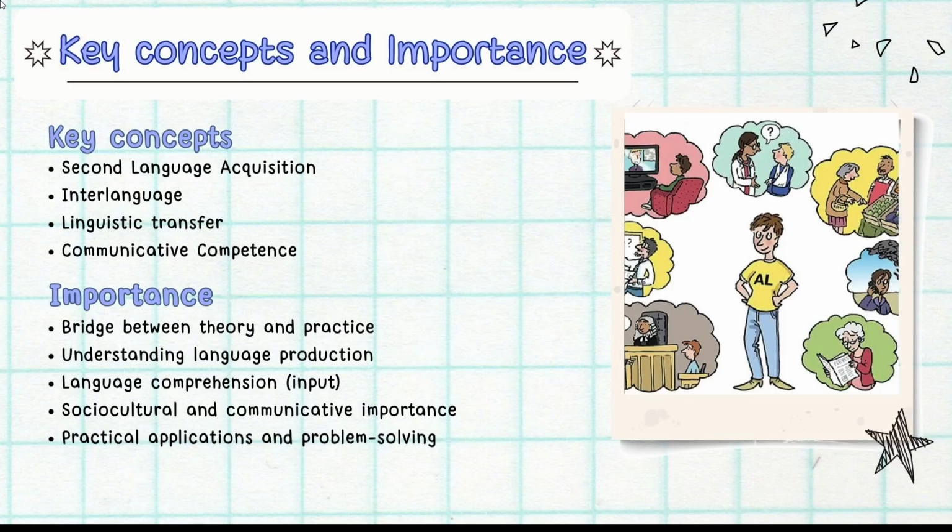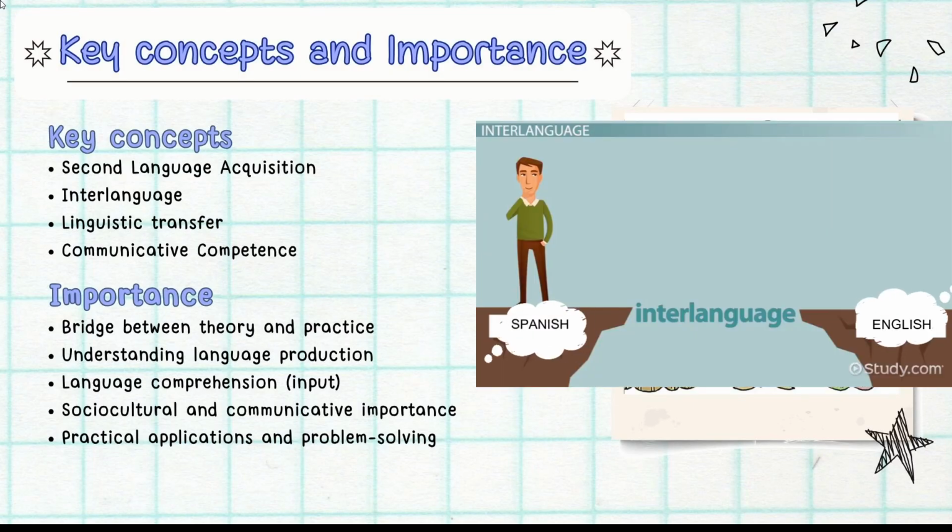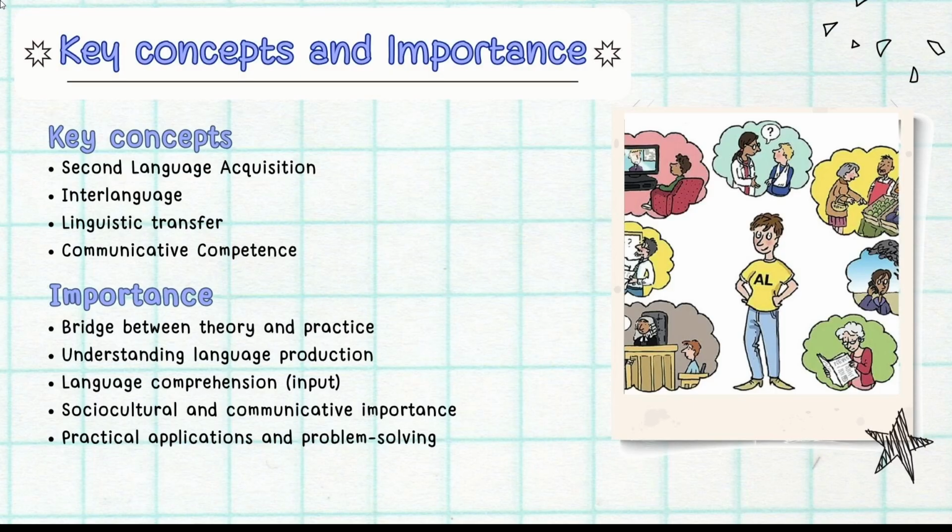Learners go through a stage called interlanguage, where they mix elements from their native language with the new one. For example, a Spanish speaker may say "he has 25 years" instead of "he is 25 years old," because in Spanish they say "él tiene 25 años." This is a normal part of the learning process.